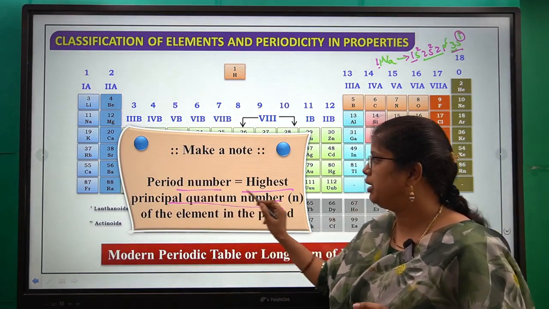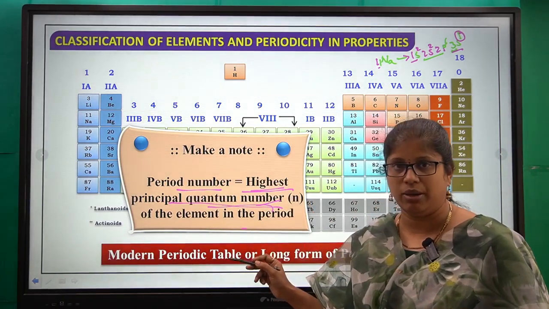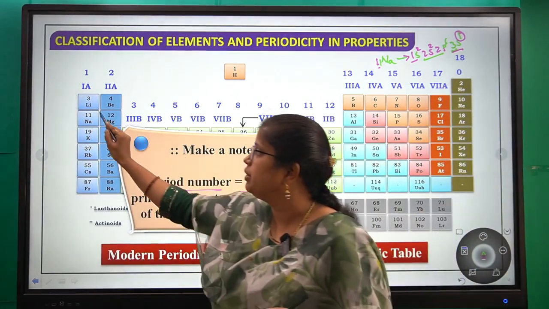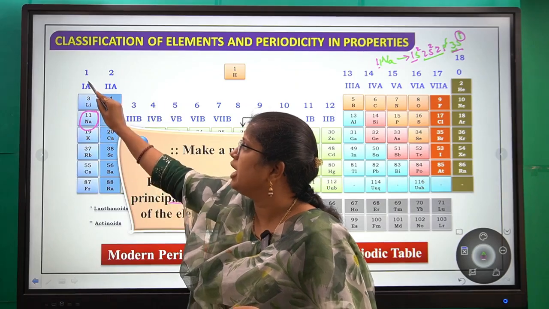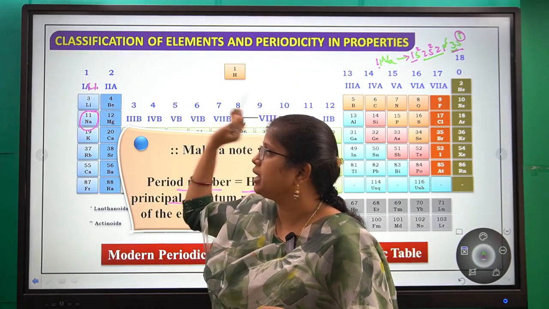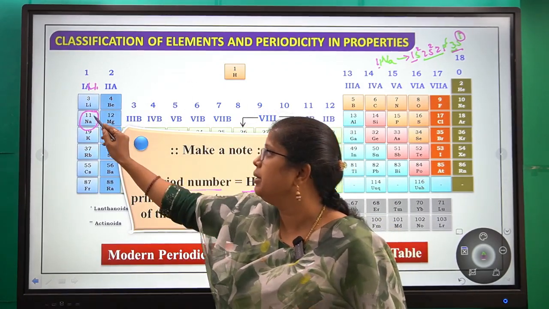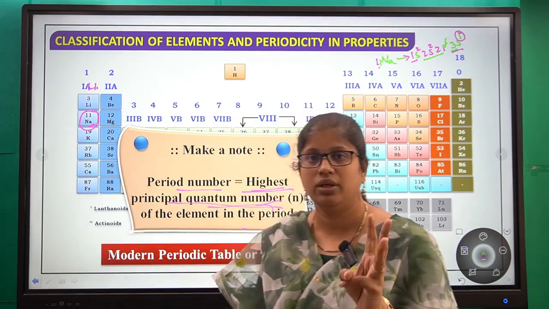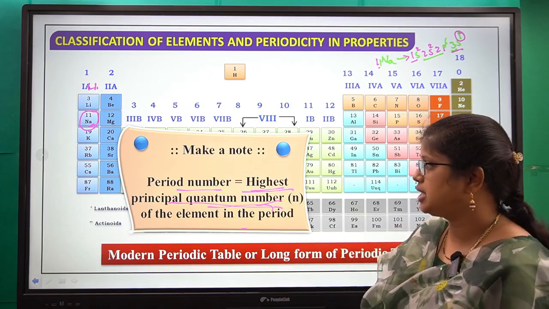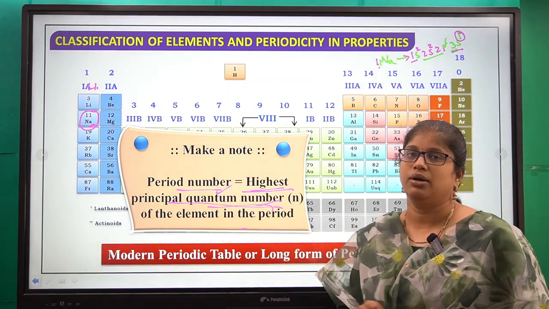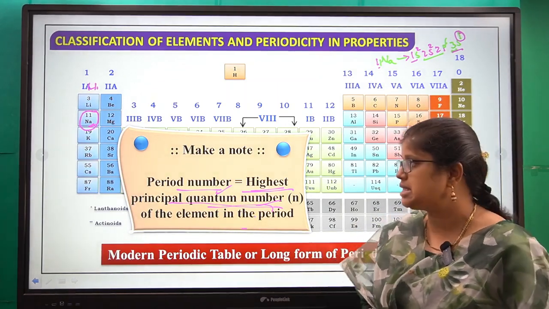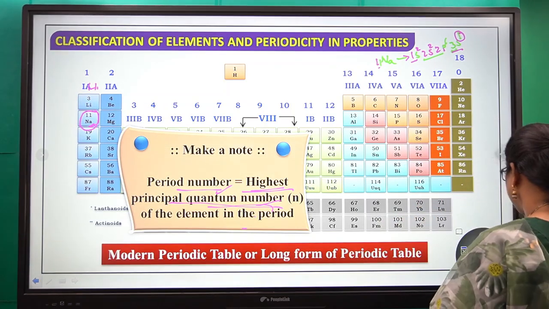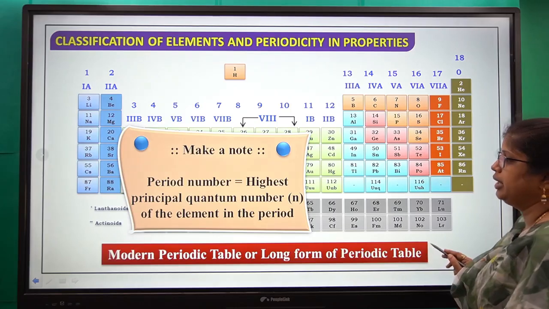So period number is equal to the highest principal quantum number, right? So here what is the highest quantum number? 3. It belongs to which period? Third period. First, hydrogen will come here. So the first period contains only 2 elements, hydrogen and helium. Later lithium to neon, now sodium. So it belongs to which period? Third period. I hope you understand now. Okay, so period number gives us the highest principal quantum number of that element in that period.